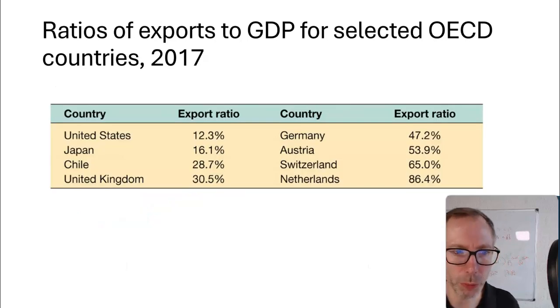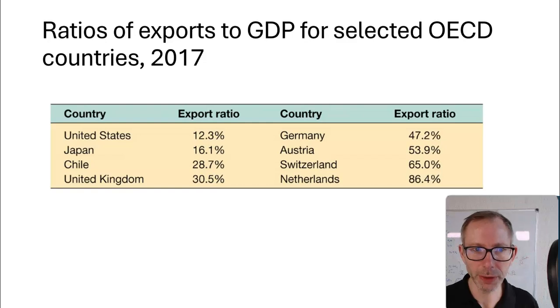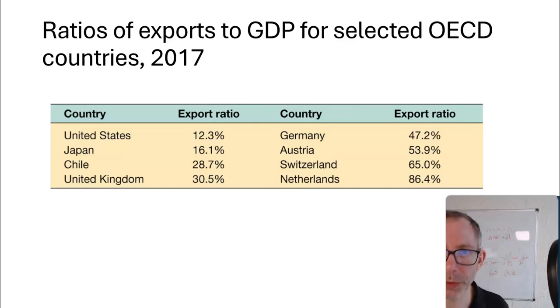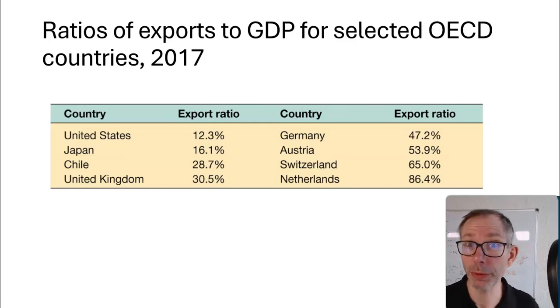So here we're looking at a few more countries. We already said the United States. This is now for 2017. The United States has exports as a fraction of GDP of 12.3%. Japan is actually not that much more. The UK is around 30%, so almost 3 times as much as the US. Germany already goes up to 50%. And the Netherlands is 86%, so it gets quite close to 100%. And then at first you might say, well, maybe 100% is the maximum.